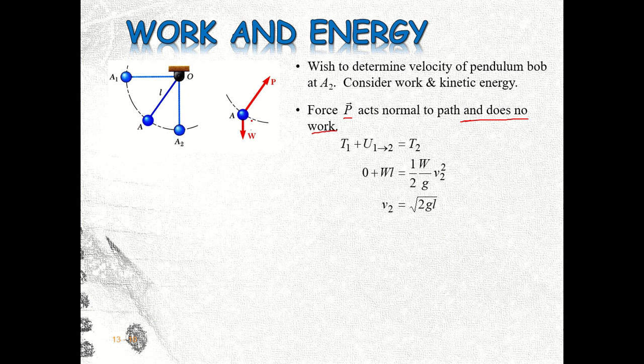Okay, so since there's no work done, T1 plus U, the work done from this point 1 to 2, is equal to T2. But for this one, there is no displacement, so this is equal to 0.